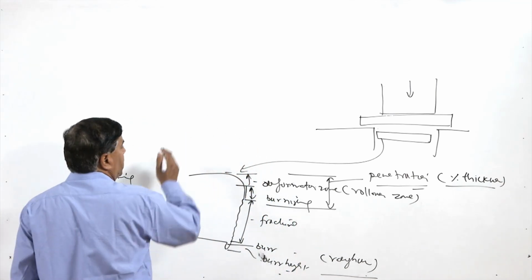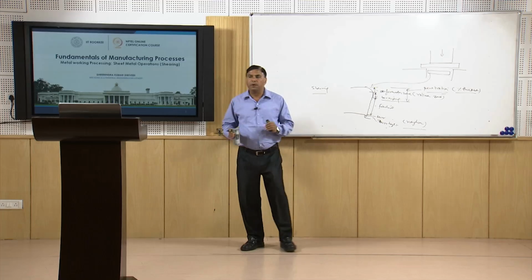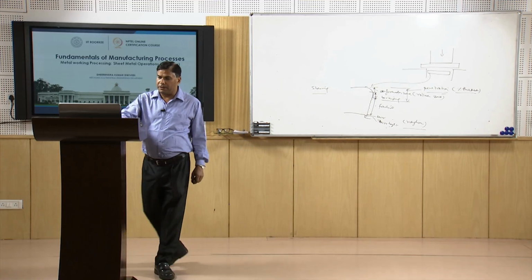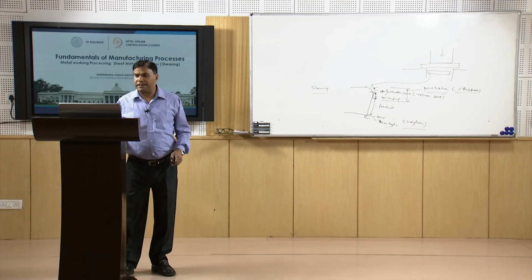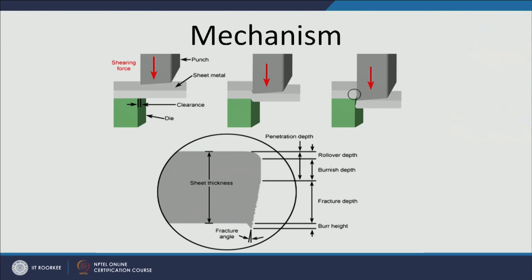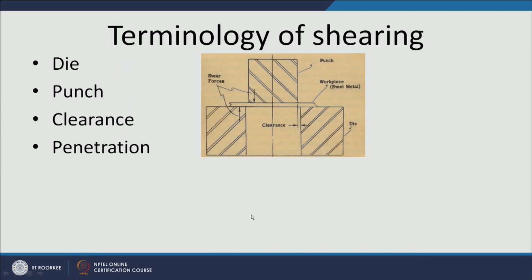If during punching we have very proper holding of the strip, then it will not cause this kind of roughness. This is what has been shown in this diagram, wherein we have first the rollover depth, then the burnishing depth, and the sum of the rollover depth plus the burnishing depth is termed the penetration depth. Then we have the fracture region, that is this zone, and then the burr is formed on the lower side. This is called the burr height, or the burr, which indicates the roughness of the cut edge.